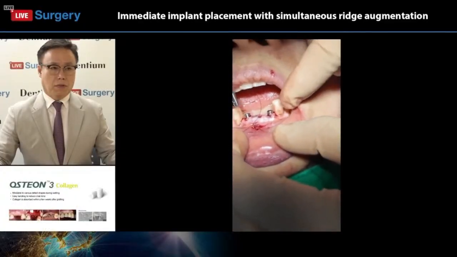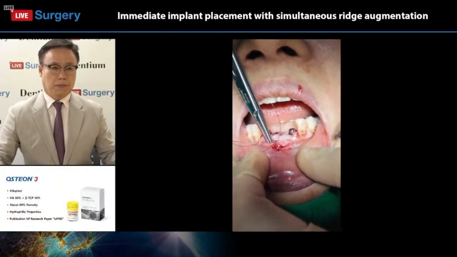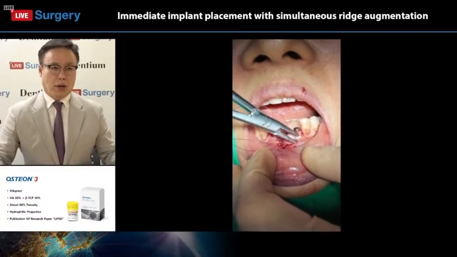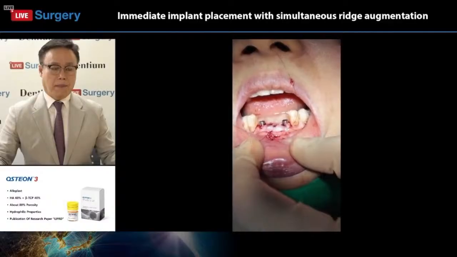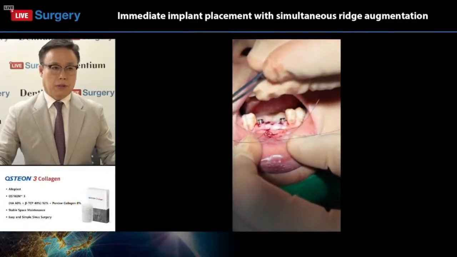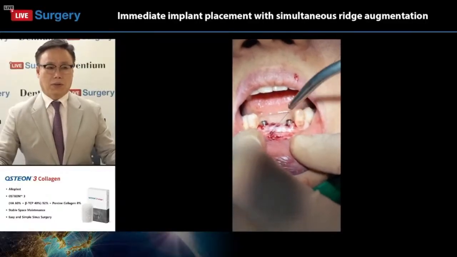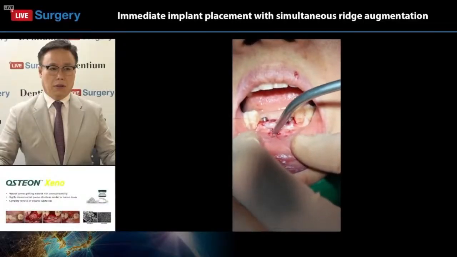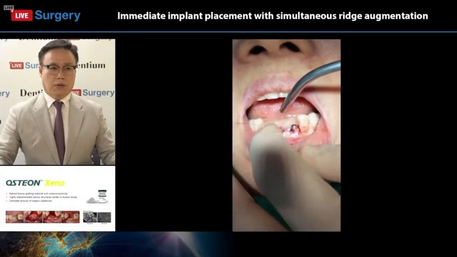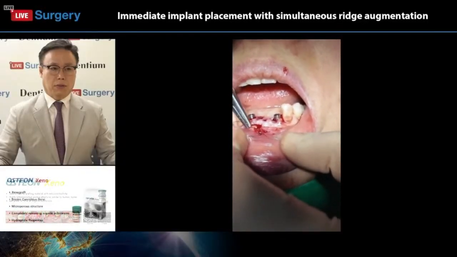We have to leave some loop because we have to make it tight. This will be the last step, or not the last one, once again making another loop for the continuous suture, and probably this one would be the last.